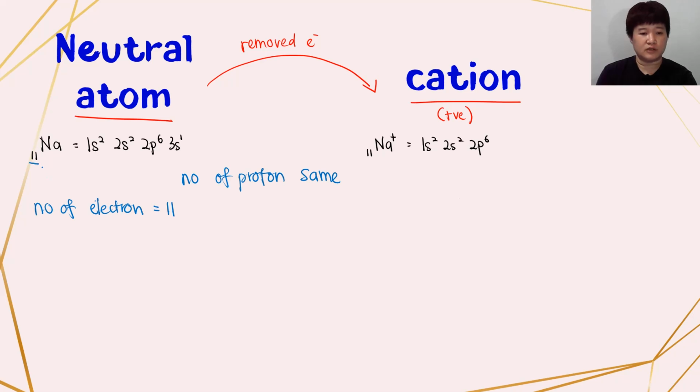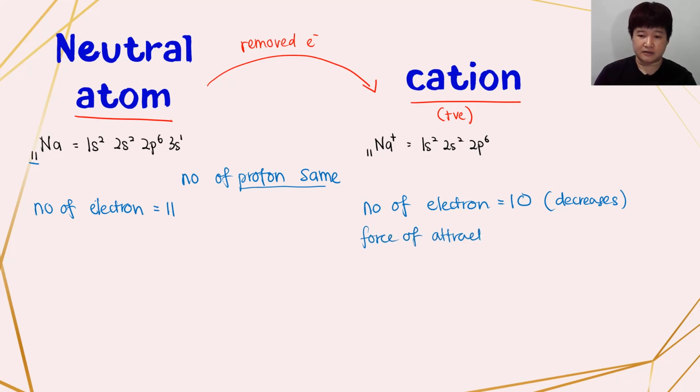So the number of protons equals the number of electrons. But in the cation, the number of electrons will be only 10. The number of electrons decreases in the cation. Okay? And since the number of electrons decreases in the cation but the protons remain the same, the force of attraction in the cation will be stronger.